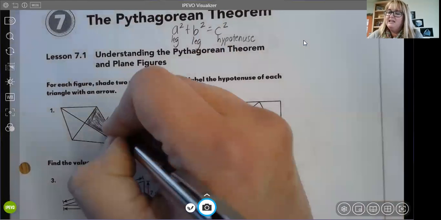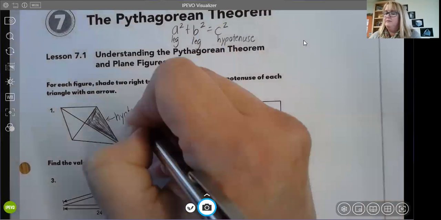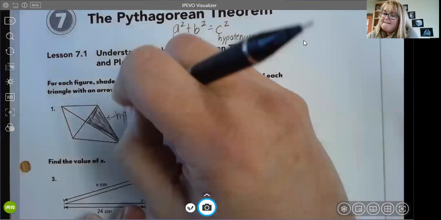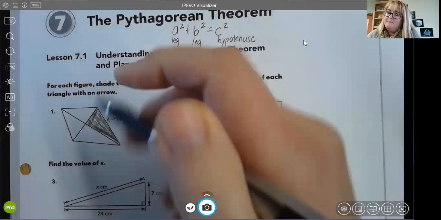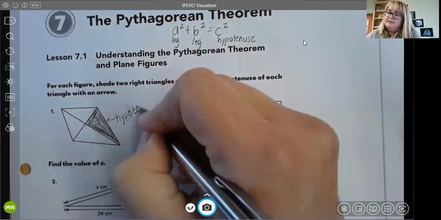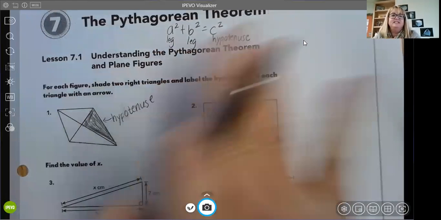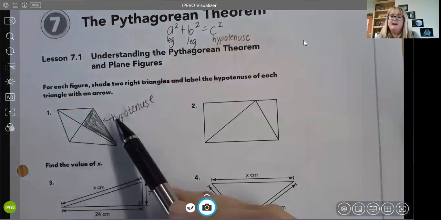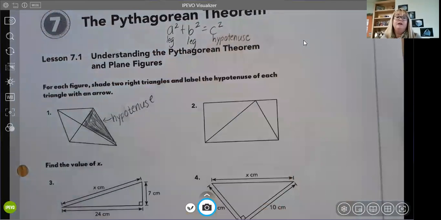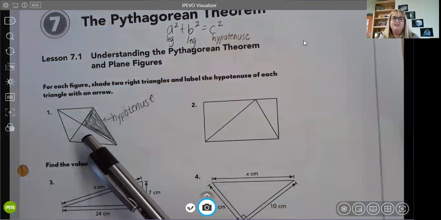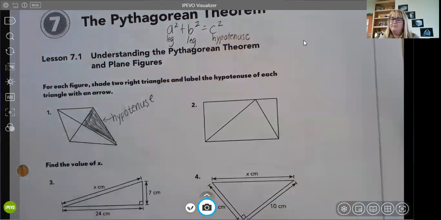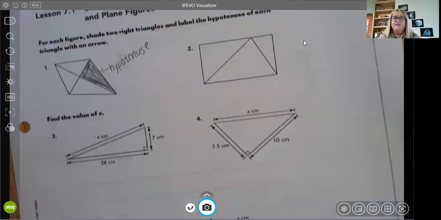So if I were to shade this, hypotenuse. So if I were to shade this, this is my right triangle and this is the hypotenuse. I want you to do the same thing. Find another right triangle in figure 1, shade it and label the hypotenuse, and then find 2 right triangles in number 2.